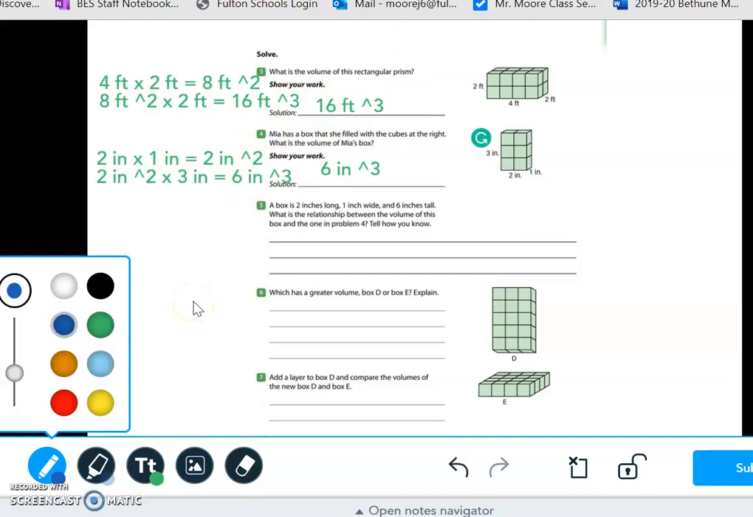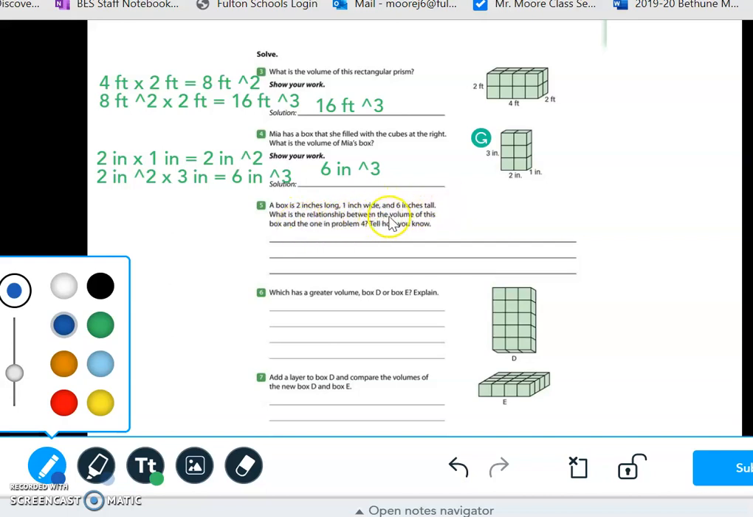All right, so to answer question 3, we know again we multiplied our 4 times our 2. We got 8 feet squared, and we multiplied it by 2 feet again and got 16 feet cubed. Here we did 2 times 1 and we got 2 inches squared, and we multiplied it by 3 inches and got 6 inches cubed.